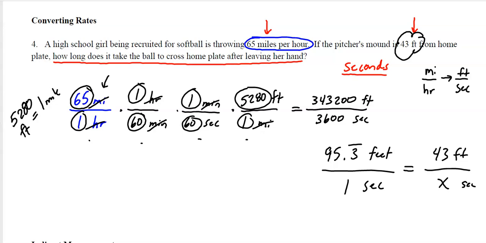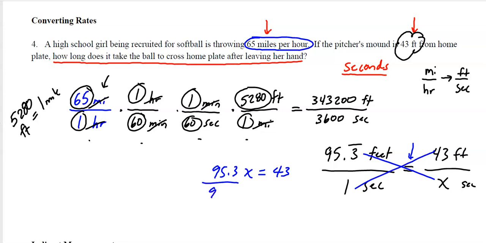So now I have this one final cross-multiplying thing, feet per second over feet per second. And I can cross-multiply. Notice that I had to match my units up. When you do this proportion, if you have feet on top, seconds on the bottom, you got to keep it the same. So let's cross-multiply here. 95.3 x equals 43.